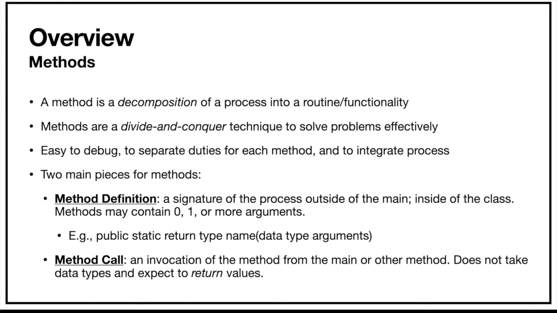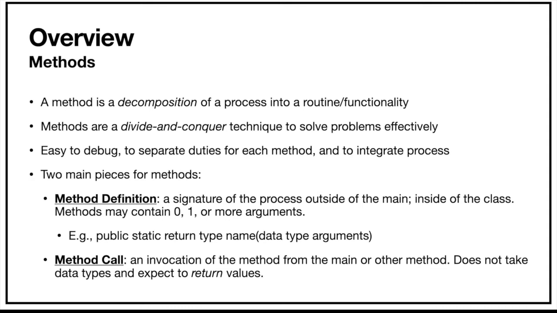And there are two main pieces of methods. The first is called method definition. This is when you create something called the signature of the process, outside of the main, inside of the class. I want you to pay attention to that distinction. The methods are inside of the main class. When you see public class something, when you open those curly brackets, you establish the scope. Everything that is inside of those curly brackets belongs to the scope of this class. That is one of the things that many of my students don't have this notion of, or they get confused because they don't recognize what the scoping is.